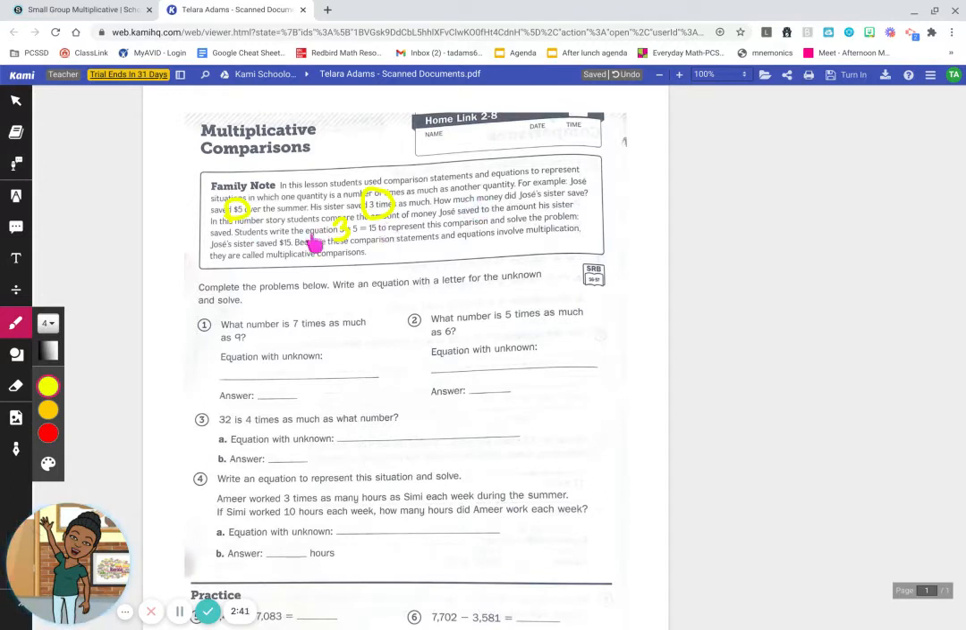So the information in our passage, that's exactly where we pulled the numbers from. 3 times as much. So 3 times the $5 he already had. 3 times 5 equals 15. So how much did Jose's sister save? $15.